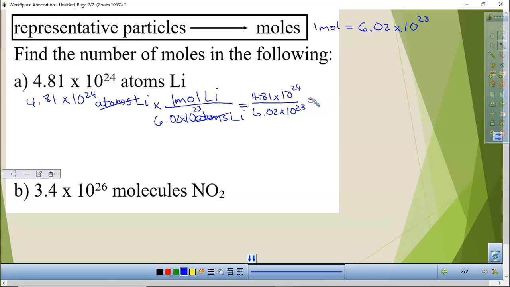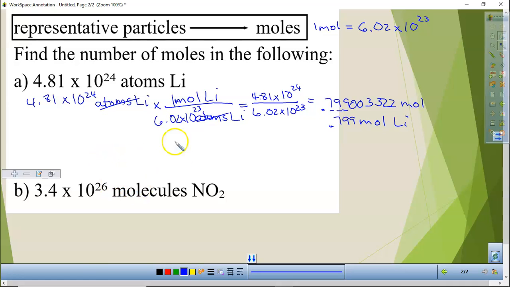Okay, let me do a little bit of math here. 4.81 times 10 to the 24th divided by 6.02 times 10 to the 23rd, and I get 0.799. Oh wow, big number. 0.799 moles. Okay, how many sig figs can I have in my final answer? 3. So 1, 2, 3. Does that 0 round that 9 up? No, it doesn't. So my final answer, 0.799 moles of lithium.